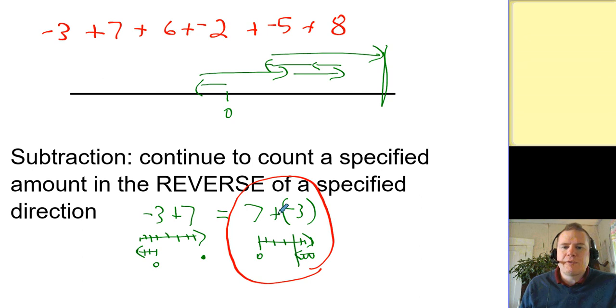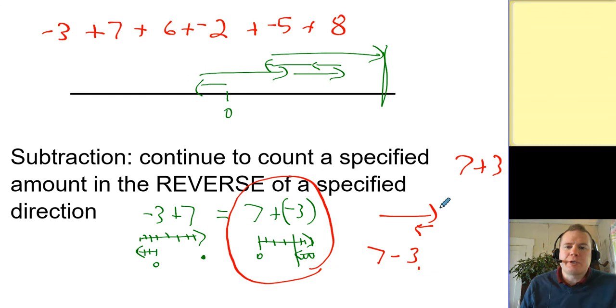Okay? 7 plus -3, I'm going to the right 7, backing up 3. Well, that's what 7 minus 3 means. If I were to continue to count a specified amount of 3, 7 plus 3, I'm getting bigger and bigger. But I'm not adding 3, I'm subtracting 3. I'm going the reverse of 3. I turned around, 3 is usually this way. Instead of that, I went 3 back the other way.